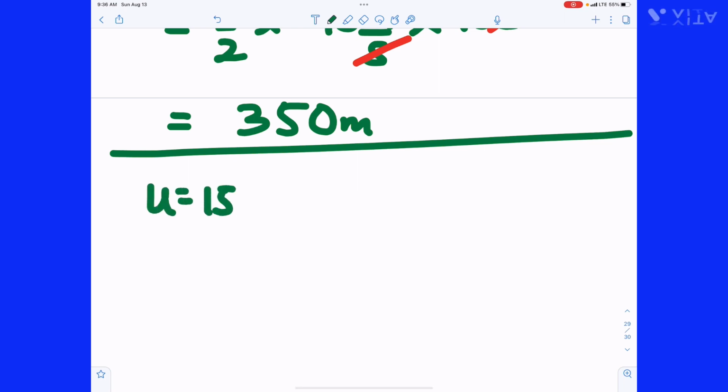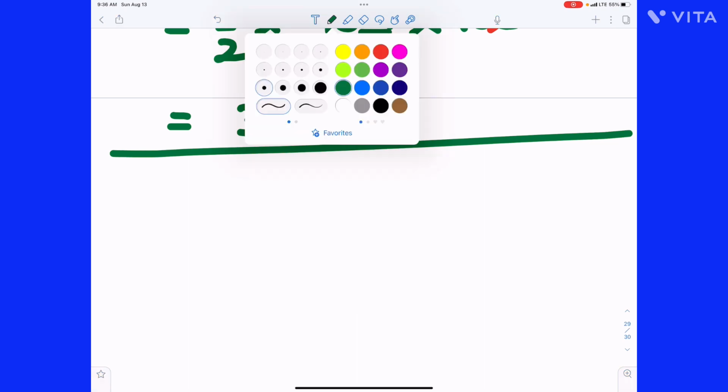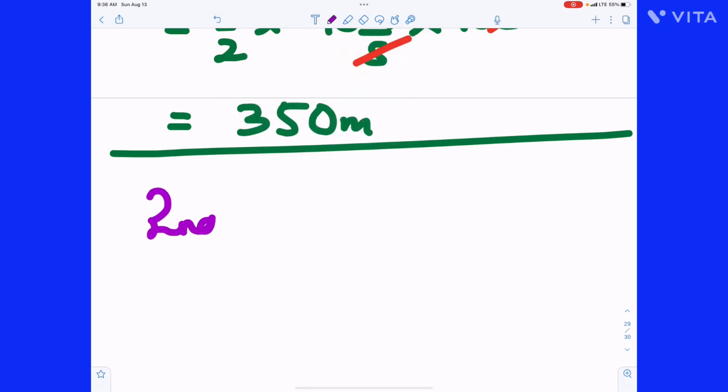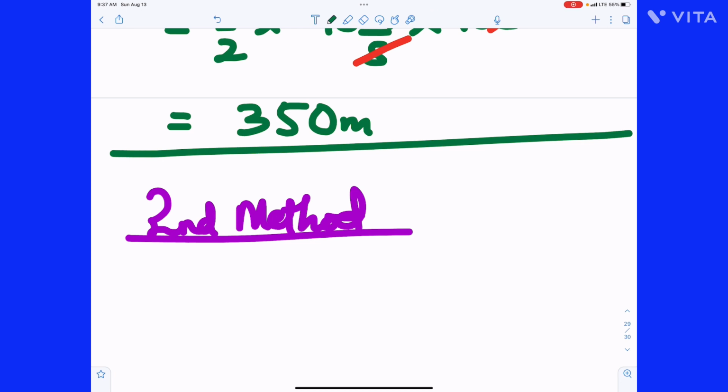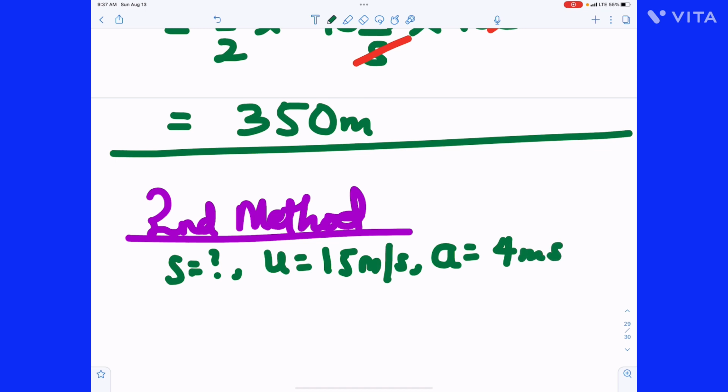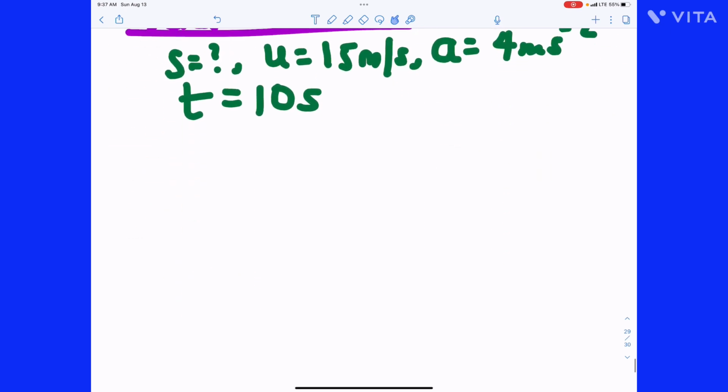Initial velocity was 15 meters per second. Let me write here that I'm using the second method. In fact, this could even be our first method, but it's okay, we can take any one first. We are looking for distance. We know the initial velocity as 15 meters per second. We know the acceleration as 4 meters per second squared. We know the time as 10 seconds. So we look for distance. What formula connects S, U, A, and T?